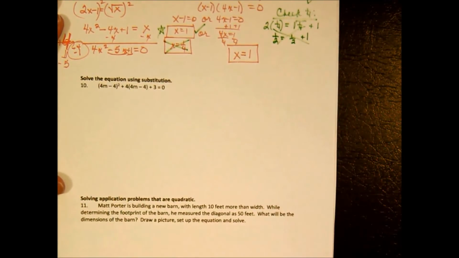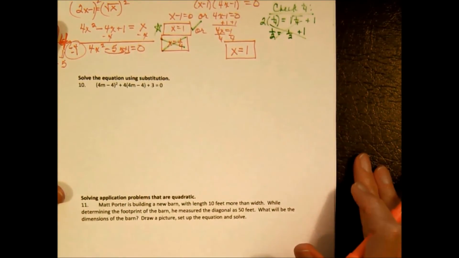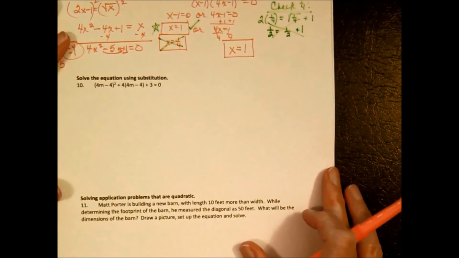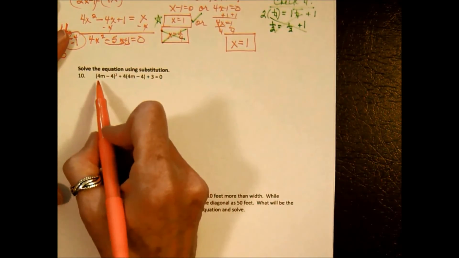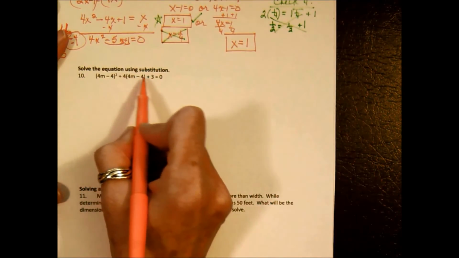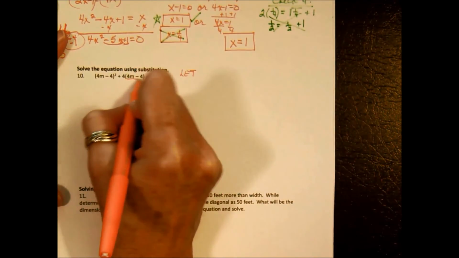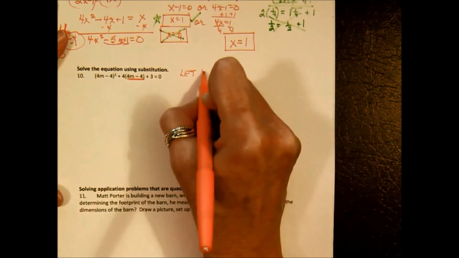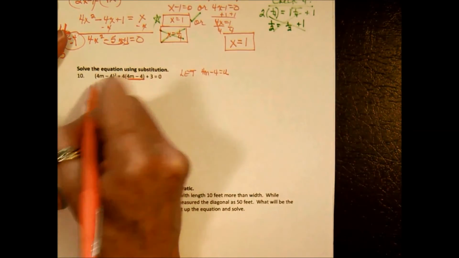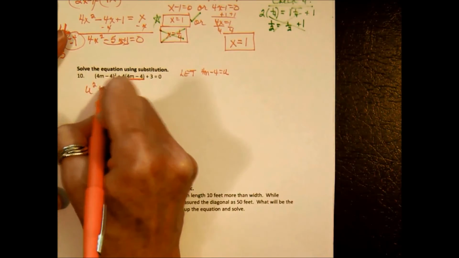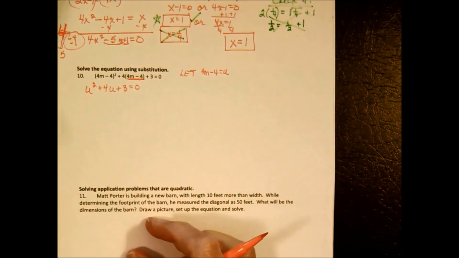All right, let's look at another type of equation that is quadratic in form. It's an equation that we solve with what's called substitution. As you can see, it's a kind of complicated looking equation. So we're going to say, let whatever this middle piece is, let 4m minus 4 equal u. That would give us then u squared plus 4u plus 3 equals 0. So I'm taking out the 4m minus 4 and putting in a u.